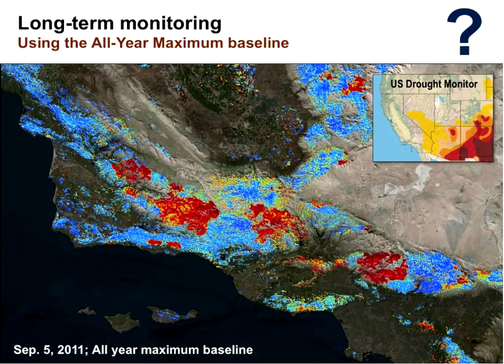You see a lot of red here in September of 2011 on the all-year maximum baseline. So this is the conditions relative to the greenest that we've seen over the period of record. Is this the result of urban development, wildfires, or drought stress? And there's a little drought stress inset map to help guide you a little bit. Is this the result of urban development, wildfires, or drought stress?